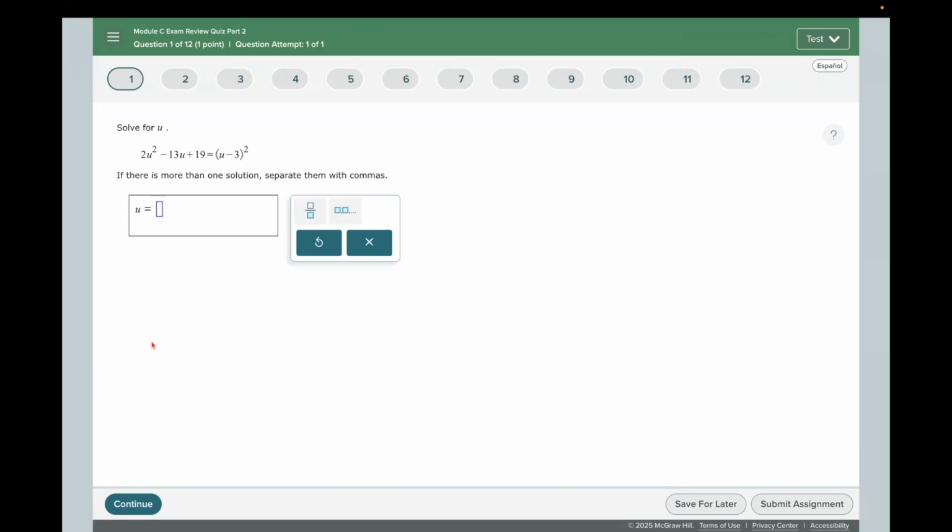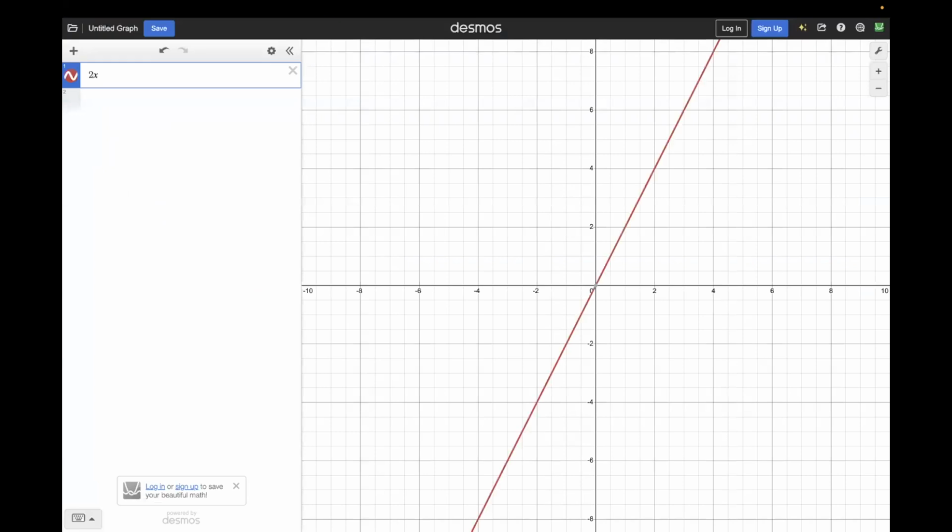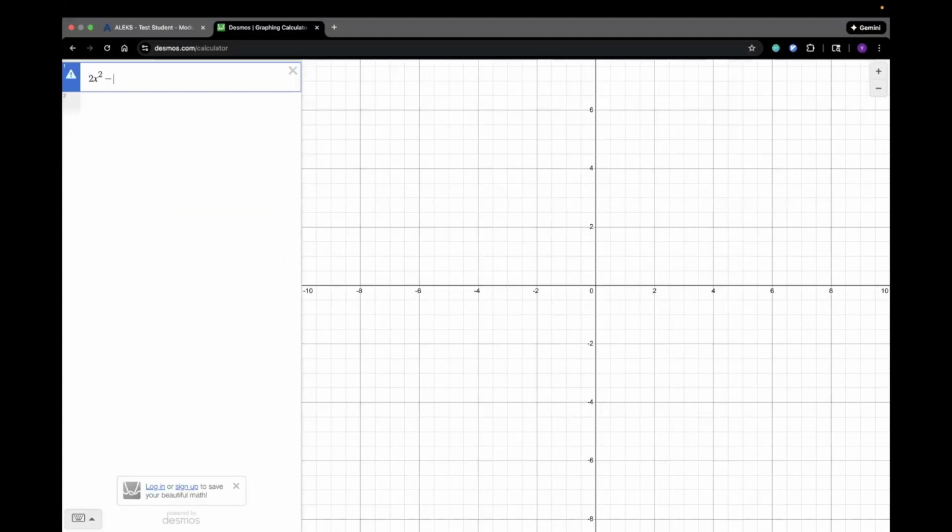And like I said, the way to do it by hand is you can expand the right-hand side and then collect like terms and solve. But we can also just do this in Desmos. Because I solved a very similar problem in the previous video, why don't we do this one in Desmos? So in Desmos, I'll type this as 2x squared minus 13x plus 19.